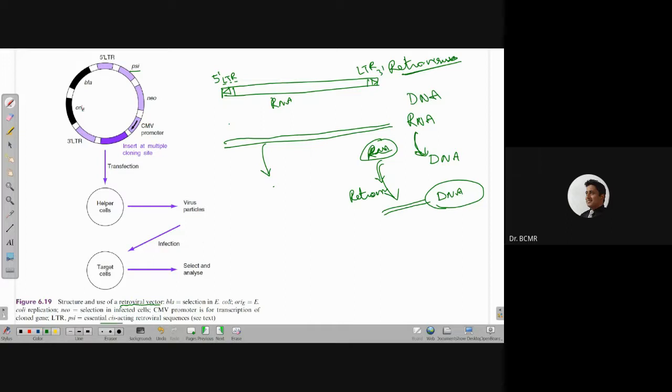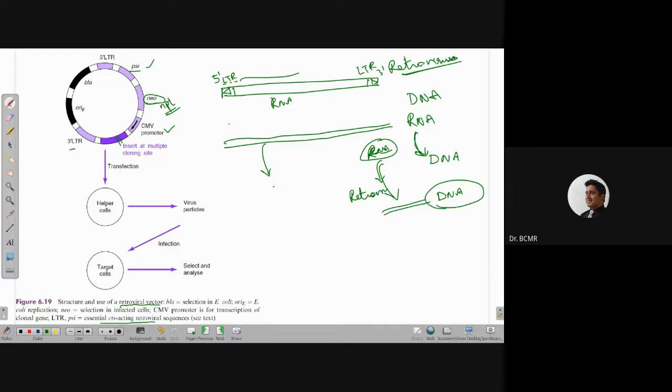Essential cis-acting elements of the retrovirus, PSI. This is neomycin phosphotransferase. It will also sometimes be referred to as NPT. I think it is much better to use NPT instead of neo. Then the cytomegalovirus promoter, we already discussed it. We have a multiple cloning site, which is now already with insert. And then we have the 3' LTR.